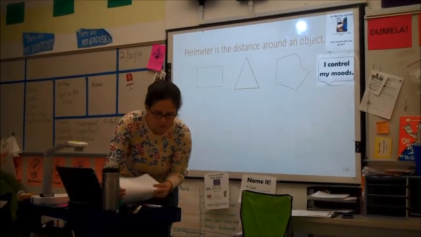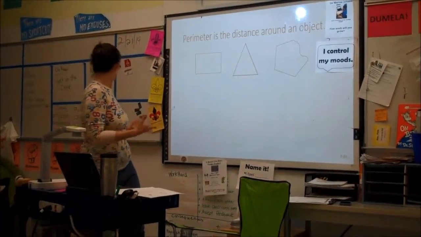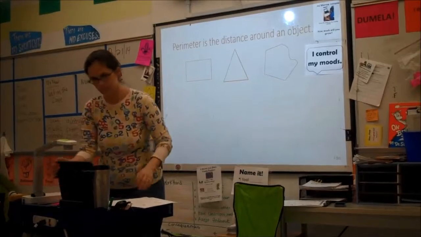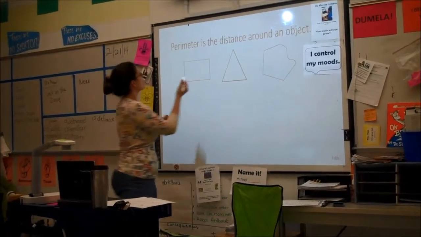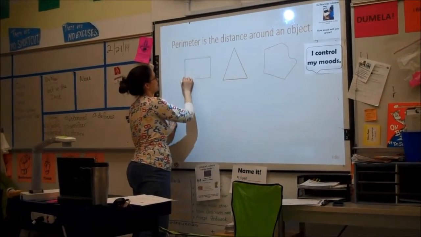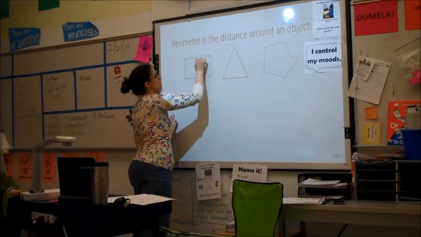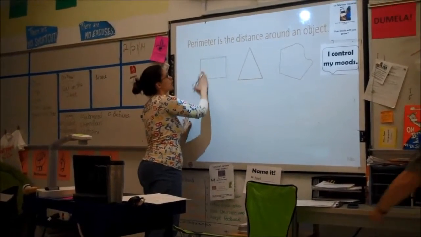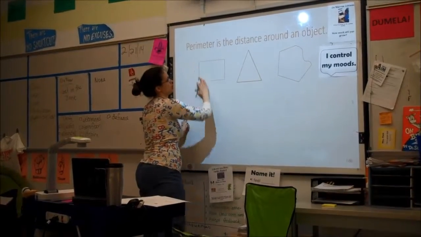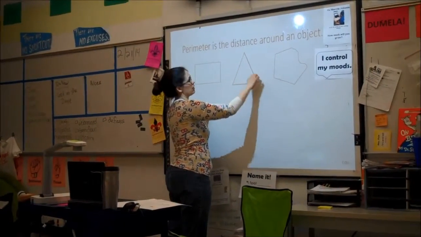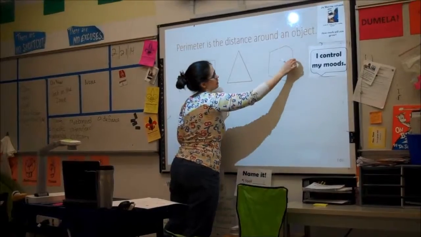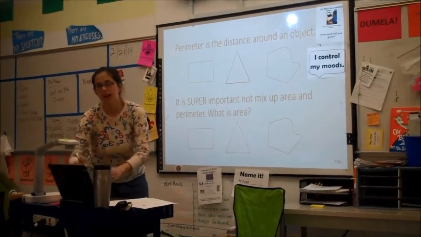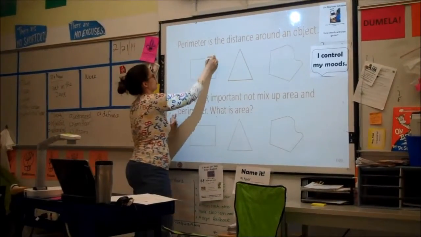So, oh no, I need a marker. What's that green one? The little green one. So the perimeter of this shape is here. It's not this part, it's not squares inside, it's the outside going around my shape. Or the perimeter of this one is here. The perimeter of this shape is here. And you're going to draw your perimeters, my bad.